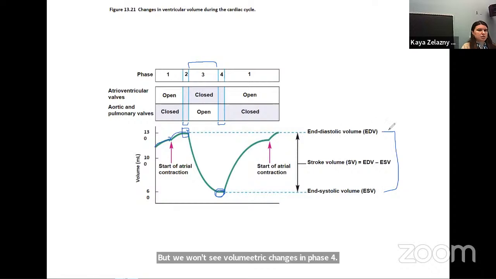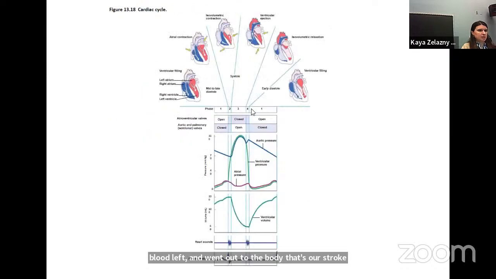So those are our 2 numbers that we start with for our calculations, our end diastolic versus our end systolic. But what we're really usually interested in is how much blood left and went out to the body. That's our stroke volume, and it's just the difference between those 2 points. And another picture of that whole cardiac cycle that we talked about last time. Okay.